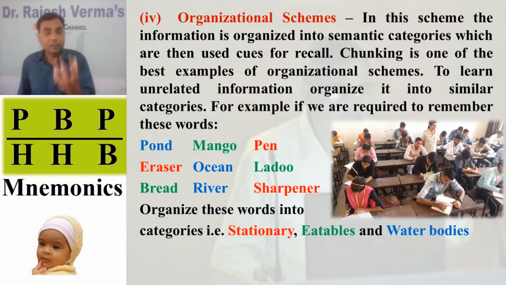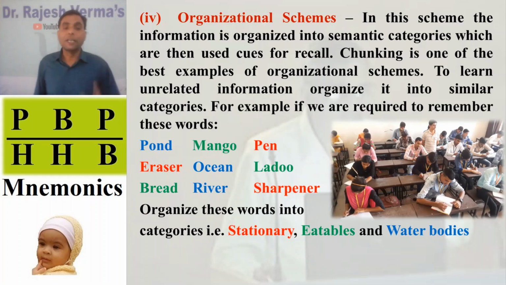So this is the best technique, or the example of the organizational schemes mnemonics, to learn unrelated information organized into familiar categories. How do we do that? For example, if you are required to remember these words: mango, pen, eraser, ocean, laddu, bread, river, and sharpener, it becomes a little bit difficult to remember all the words. So using mnemonics, you just organize or categorize these words according to their conceptual formation.